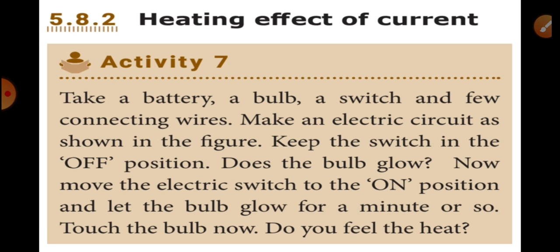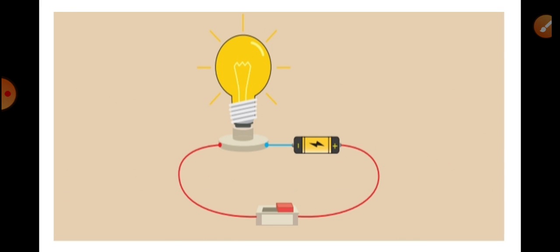Okay, next one, the heating effect of current. Last time we discussed the chemical effect of electric current. Now the heating effect of current. Activity 7 is given in the book itself. Take a battery and bulb, a switch and a few connecting wires. Make a simple electrical circuit like this.